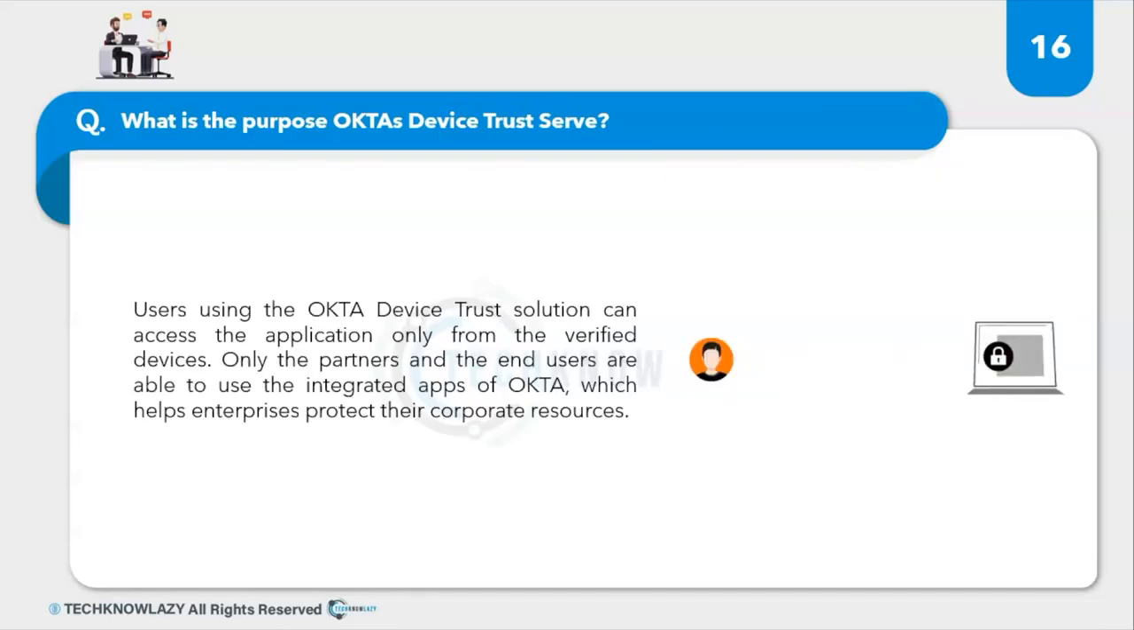16th question: what is the purpose of Okta's device trust? The answer is users using the Okta device trust solution can access the application only from verified devices. We discussed this in the very beginning. You cannot just log into any device through Okta and have access to the cloud. The device you're using should also be authenticated through Okta. Only then do you have the authority to use Okta and all the other services running through Okta.